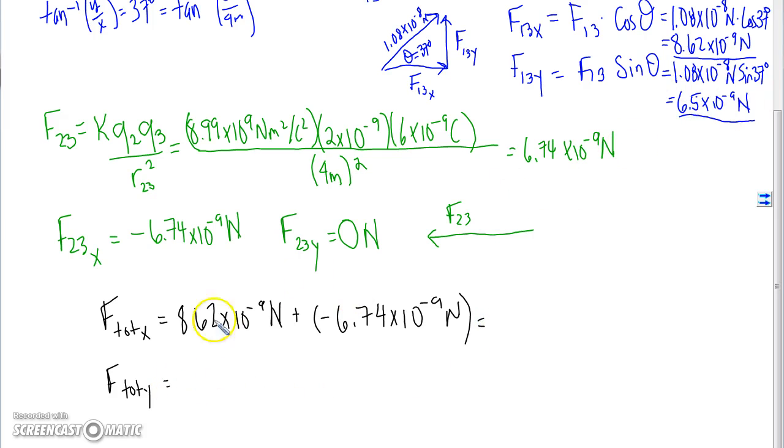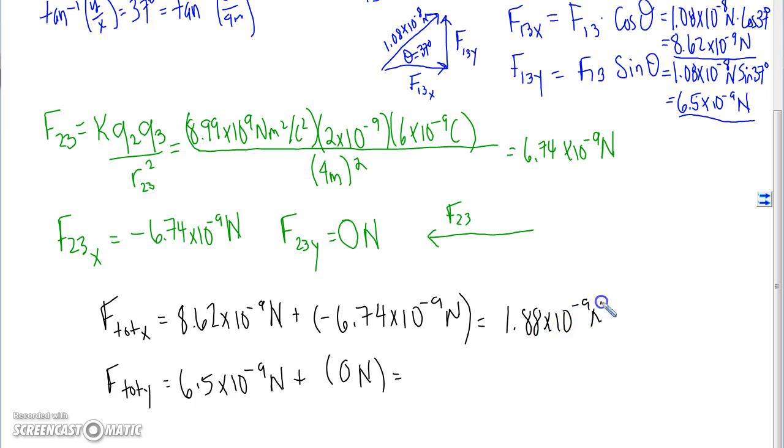Now the y's, this is up, or positive, so 6.5 times 10 to the -9th newtons. And then we're going to add the y component of the second one. And yes, it's 0. I'm being very obvious here by doing that. So let me calculate this value. I get 1.88 times 10 to the -9th when I add those two together. And this is naturally just the same value since we're adding 0.